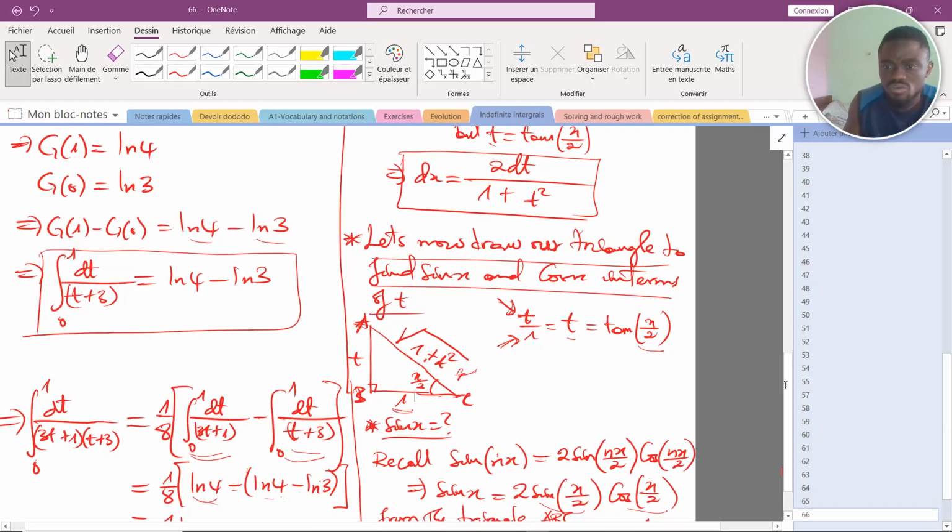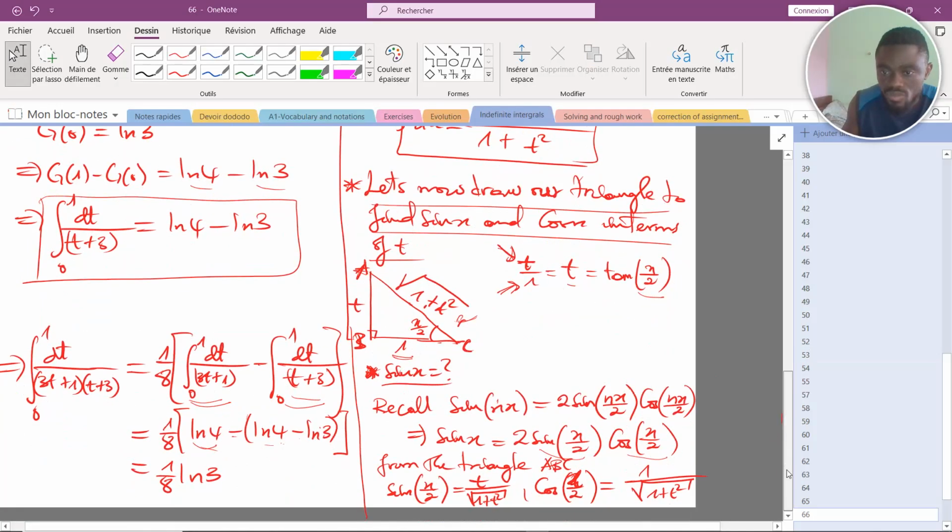After drawing our triangle, we need to find sin x and cos x. The thing is that in this triangle, the angle is x on 2, so we cannot use the triangle directly to find sin x and cos x. So here is a star I place. What is our sin x? We can recall that sin nx is equal to 2 sin(nx/2) cos(nx/2). You understand? So this is a trigonometric identity.